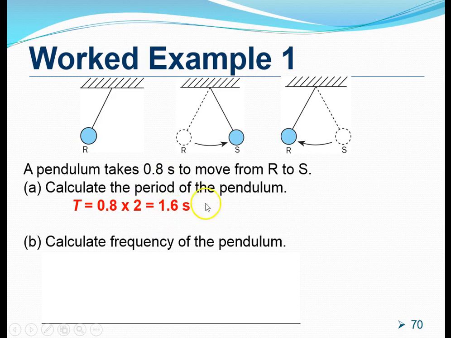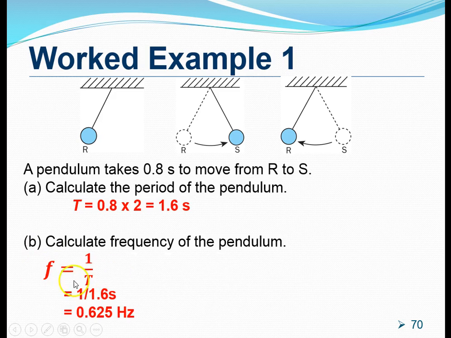Now, after we have obtained the period of this pendulum, we can actually calculate the frequency of the pendulum itself. And the equation is none other than f equals 1 over capital T. So once we have this equation written out, what we will need to do is simply put 1 divided by the period that we have obtained in part A. And using a calculator, we should find that the frequency of this particular pendulum is simply 0.625 Hz. How do we interpret this? This simply means that this pendulum is able to make 0.625 complete oscillation in 1 second.